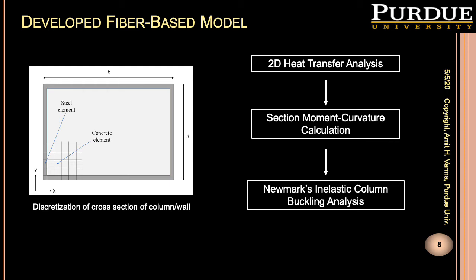This fiber analysis is an incremental analysis where the results of each time step will be used for the next time step. At each time step, the procedure can be divided into three steps, which are two-dimensional heat transfer analysis, section moment curvature analysis, and nonlinear column buckling analysis. These steps will be discussed in the next few slides.